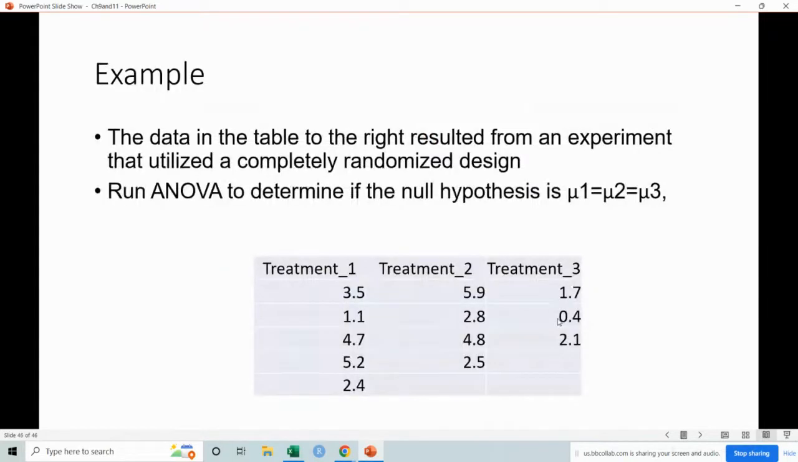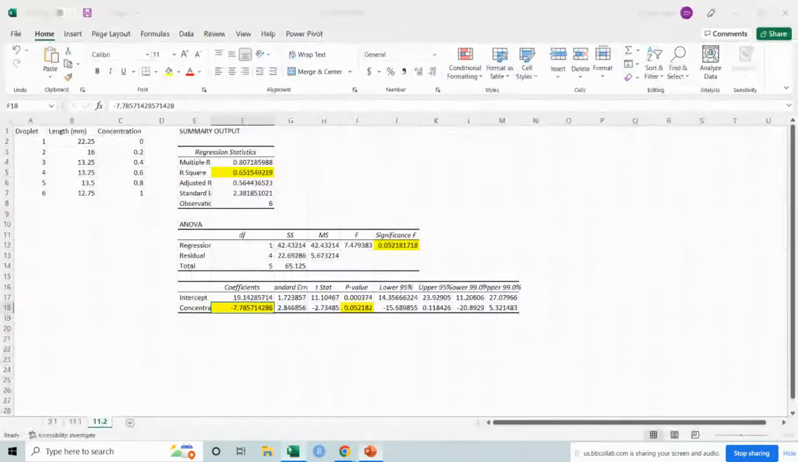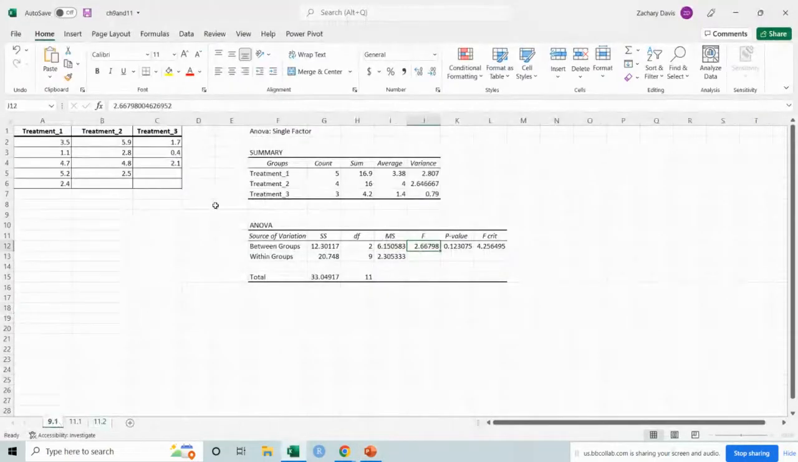So how do we do an Anova? The data in this table was rolled from an experiment that utilized a completely randomized design, so it fits the assumptions for running the test. So we want to run an Anova where the null hypothesis is that mean 1 is equal to mean 2 is equal to mean 3. So are these means significantly different or not? That's on tab 1.